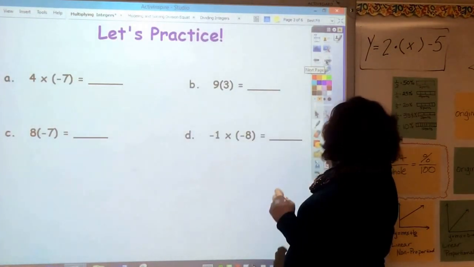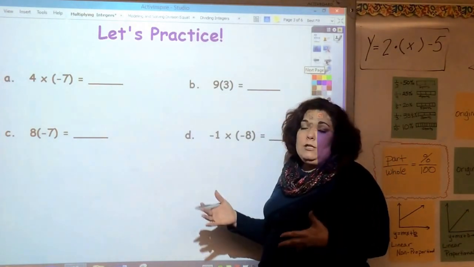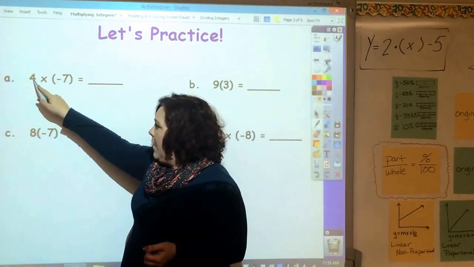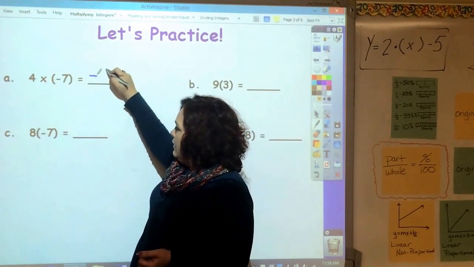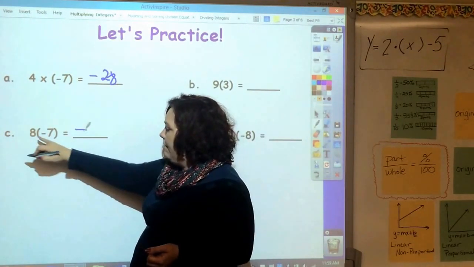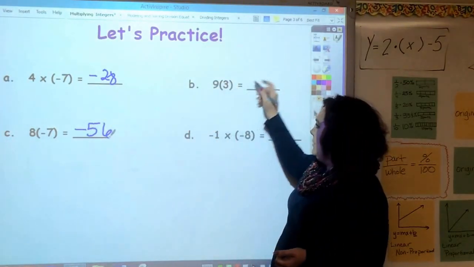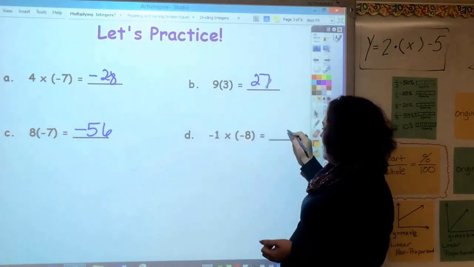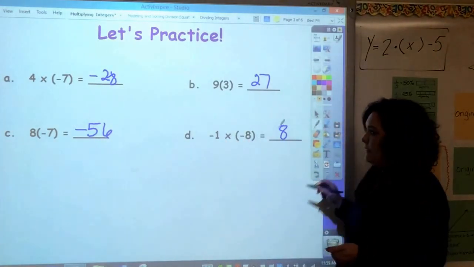So let's look at this, and we would do this. We could look at just the signs and then do the math, or do the math at the same time. I've got a positive times a negative, so my answer is going to be negative, and 4 times 7 is 28. And I've got a positive times a negative, so my answer is negative, and 8 times 7 is 56. And I've got a positive times a positive, so it's just 27. And I have a negative times a negative, so it's 1 times 8 is 8, because two negatives make a positive.